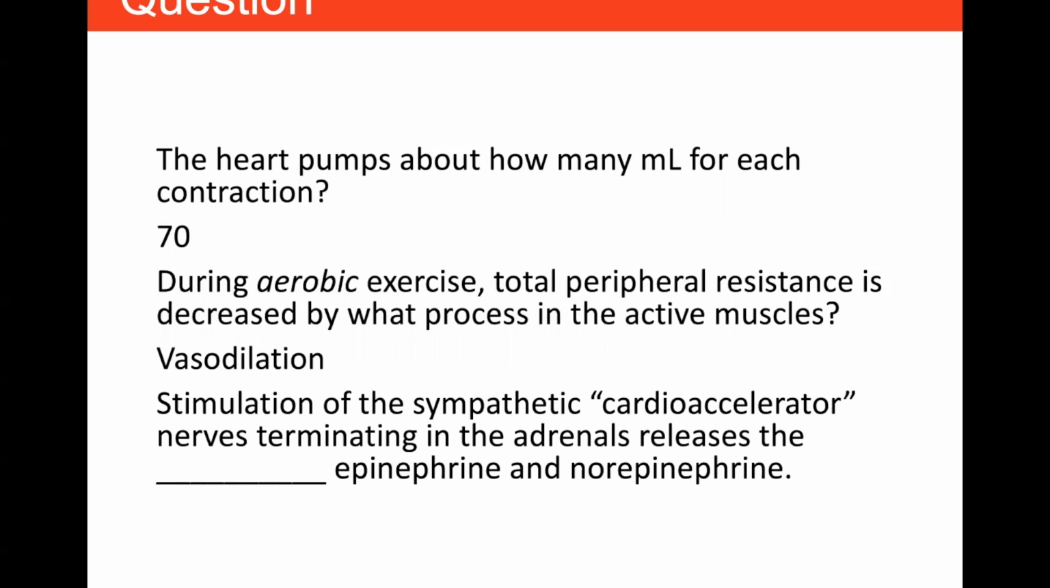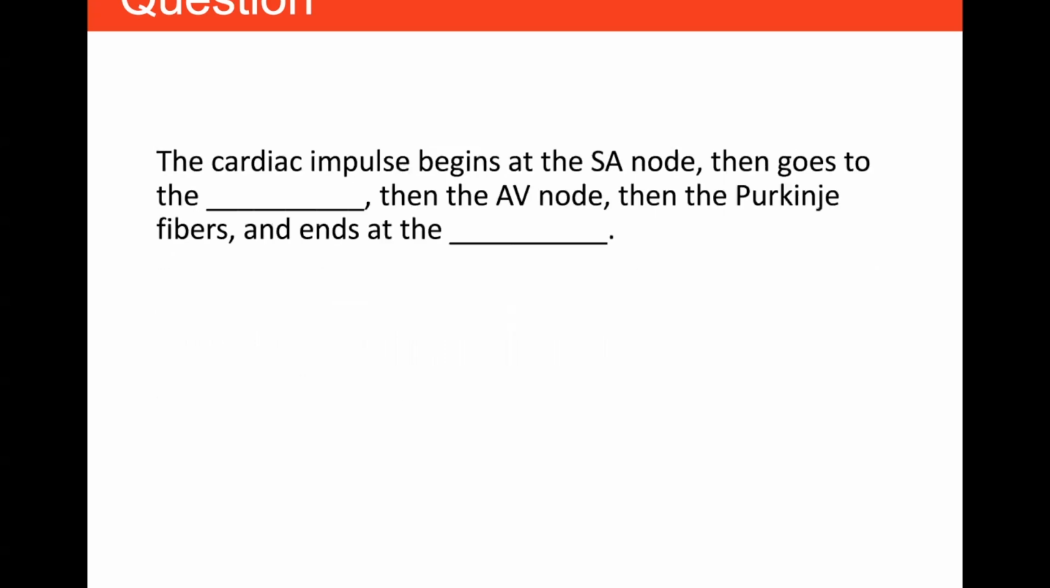All right, stimulation of sympathetic, so to speak, cardio accelerator nerves, terminating in the adrenal glands, releases the what, epinephrine and norepinephrine. Again, sort of an intro into the next lecture, but what are epinephrine and norepinephrine? They are, starts with a C, catecholamines, yes.